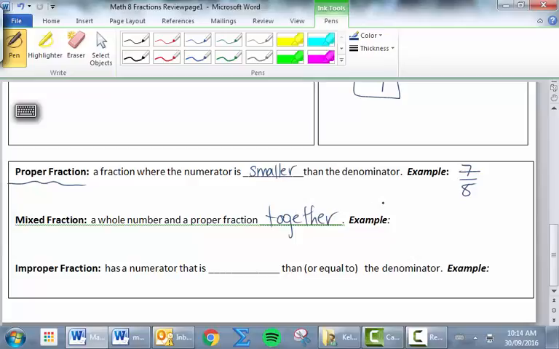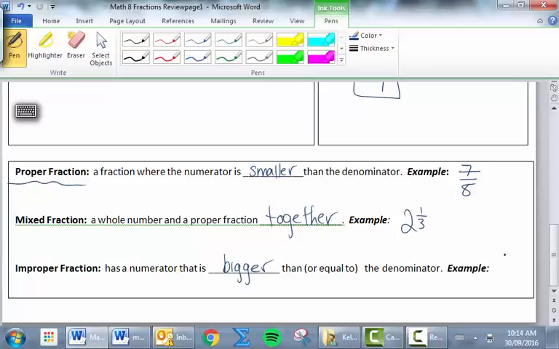So a mixed fraction might look like 2 and 1/3. Right, part fraction, part number. And an improper fraction is the opposite to a proper. That's when the numerator is bigger, right, or larger than or equal to the denominator.